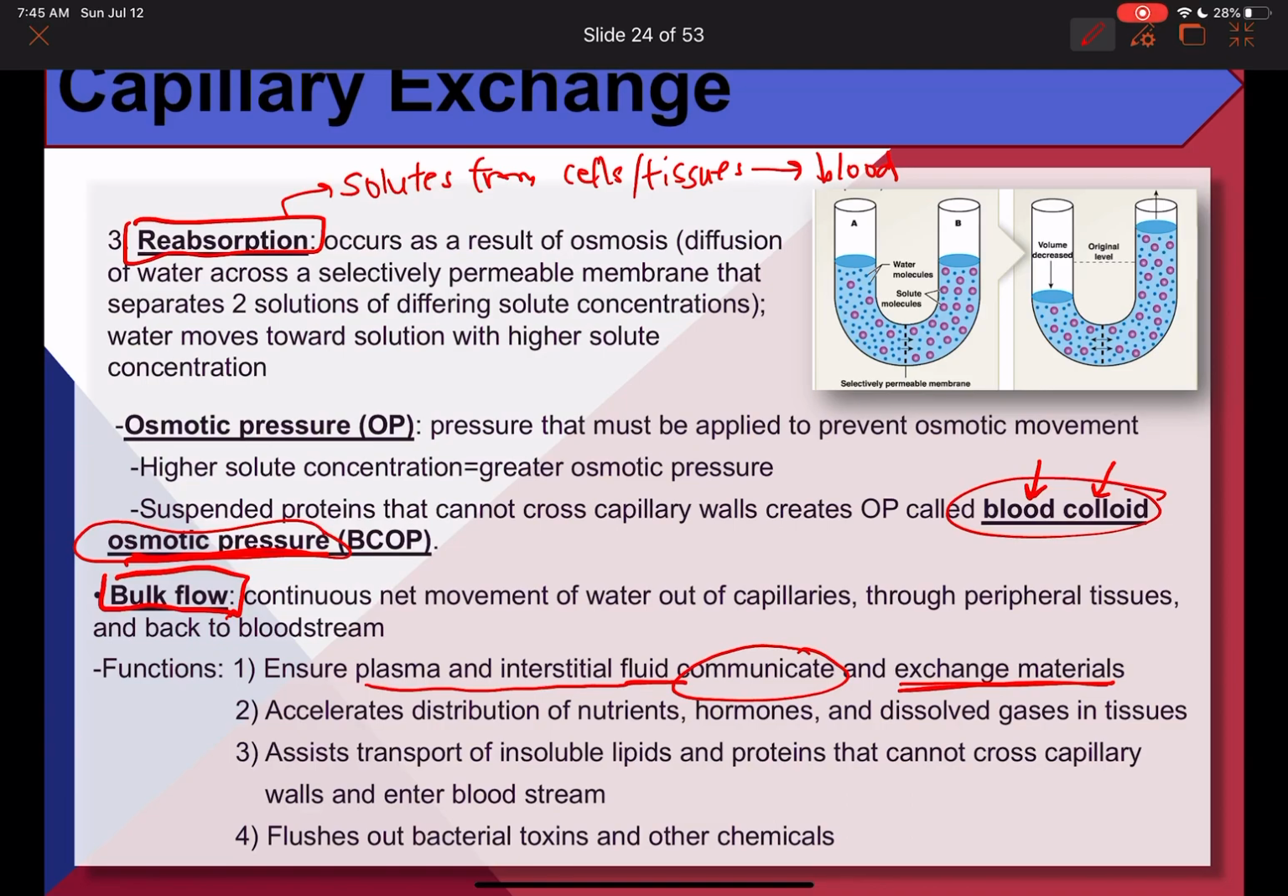They will accelerate distribution of nutrients, hormones, and dissolved gases in tissues, assist in transport of insoluble lipids and proteins that cannot cross your capillary walls to enter the bloodstream, and flush out bacterial toxins and other chemicals. So these are the 4 functions that bulk flow serves to assist with in our circulatory system.